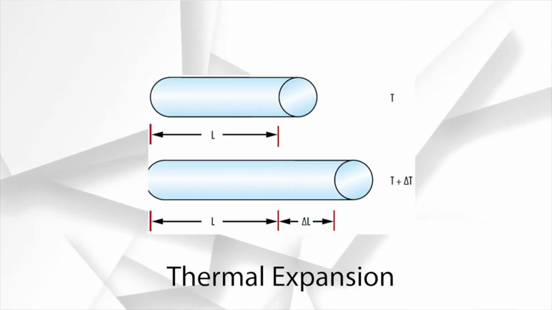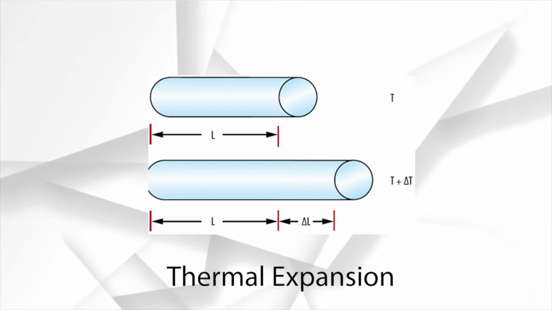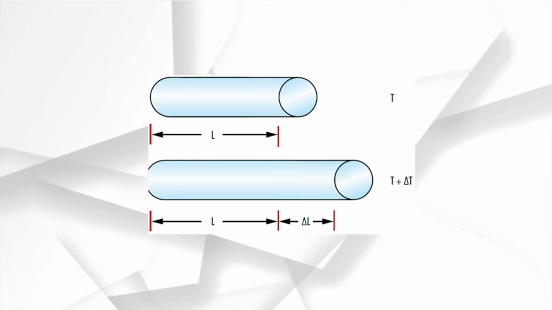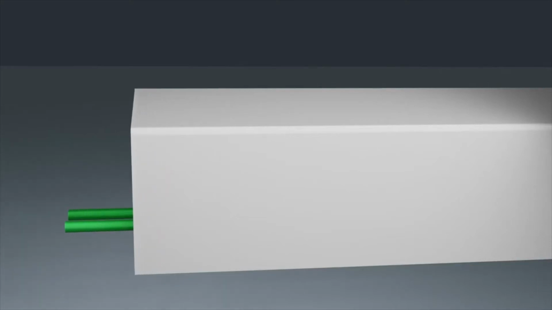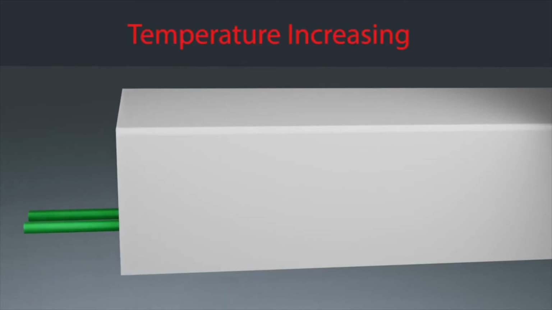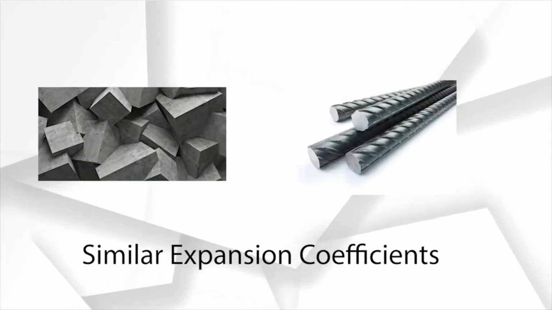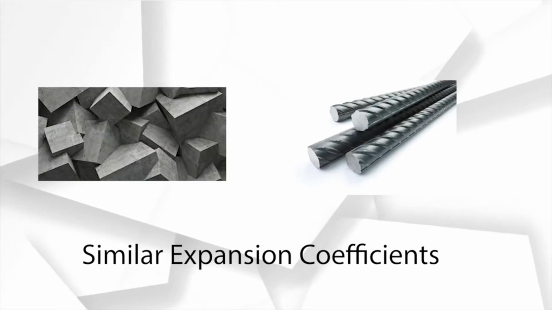When the temperature rises, the concrete and steel will expand. If each one of them responds differently to the temperature change, then they will be debonded from each other and act separately, and our structure will fail. Luckily, steel and concrete have almost a similar coefficient of thermal expansion.